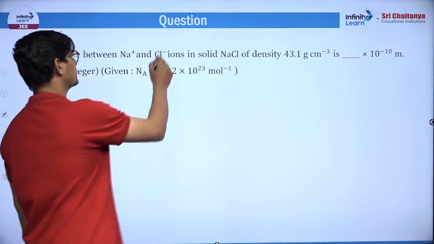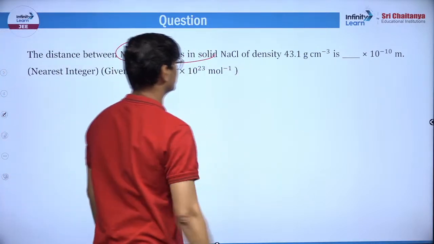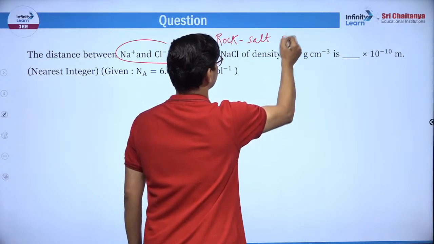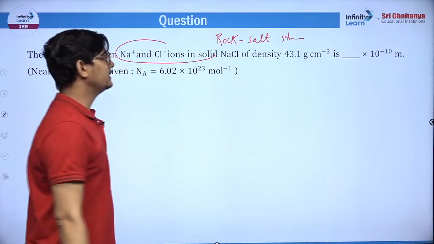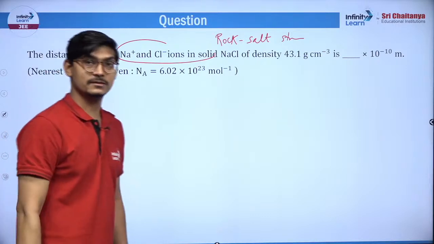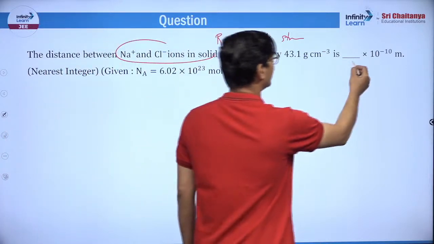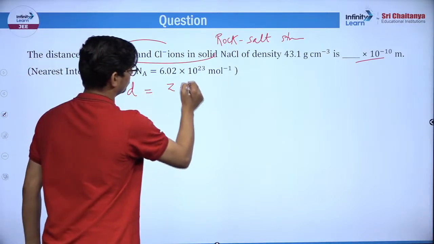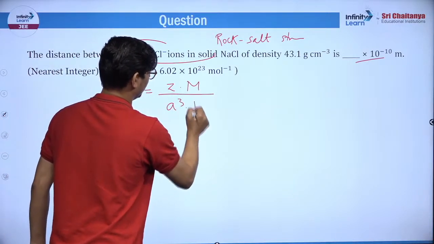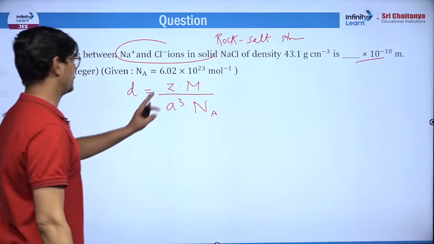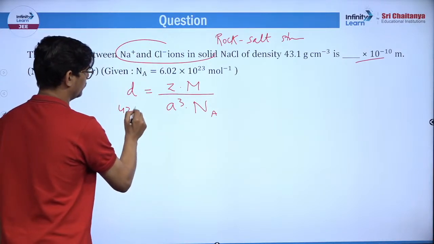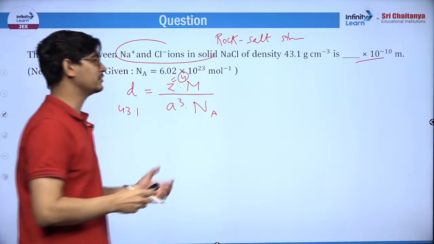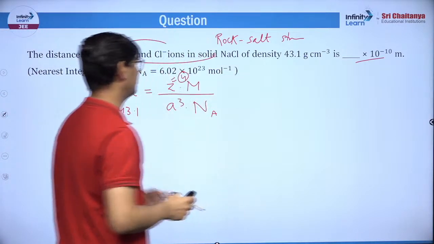The distance between sodium and chloride ions in solid NaCl, which has the rock salt structure, density is 43.1, that's a ridiculously huge value of density, is this. So first it's very simple guys, you have to apply this formula, although the calculations are a little bit lengthy. So density is given 43.1, the value of Z is 4, right, because it crystallizes in a face centered cubic arrangement where each unit cell contains 4 sodium and 4 chloride ions.